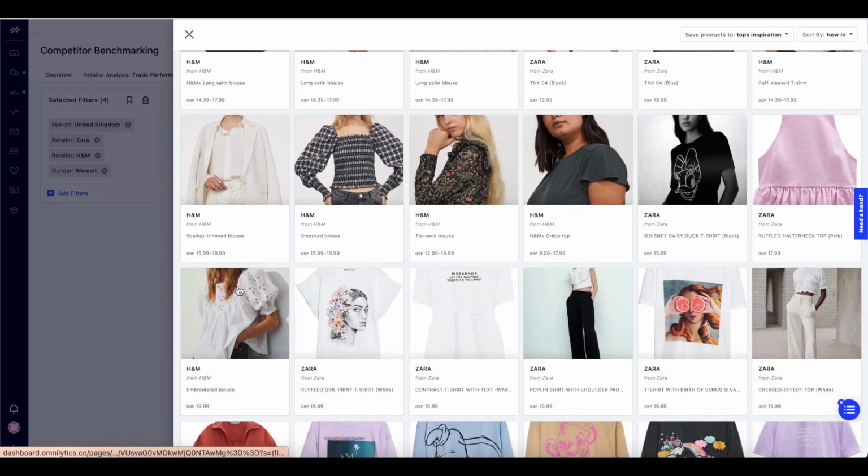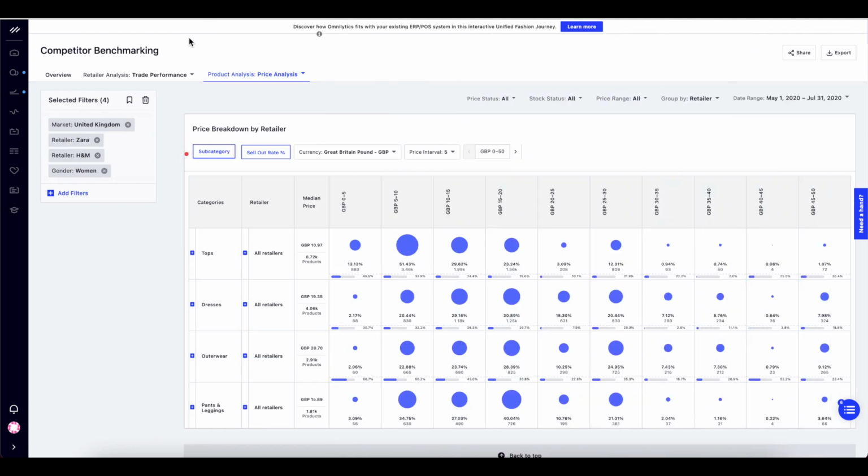You can also deep dive into subcategories for a more granular analysis. With this, you can always ensure that your products are priced right in the market and be alerted of pricing, architecture, and strategy changes to allow you to stay competitive in the market.